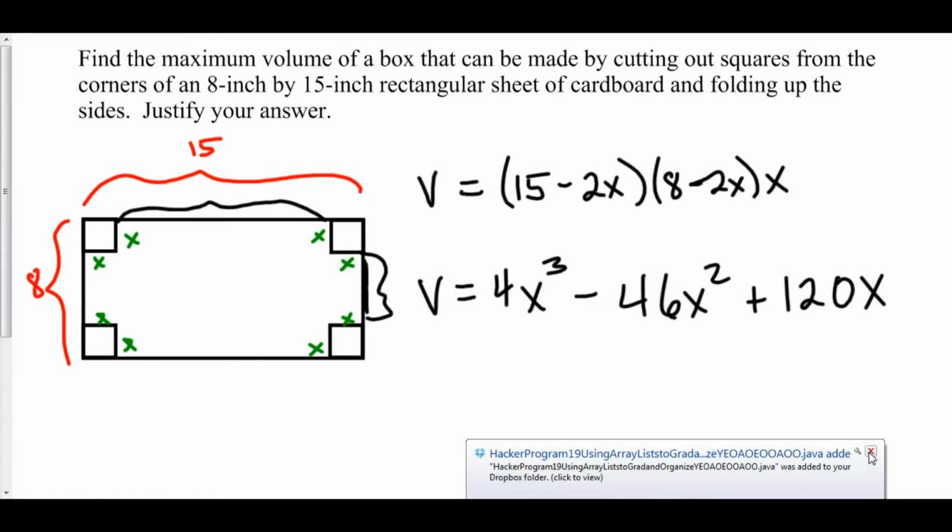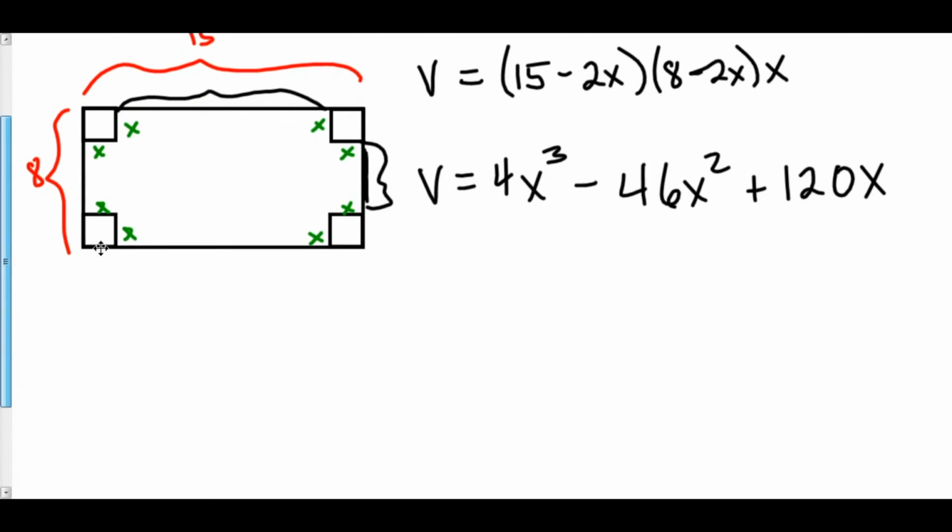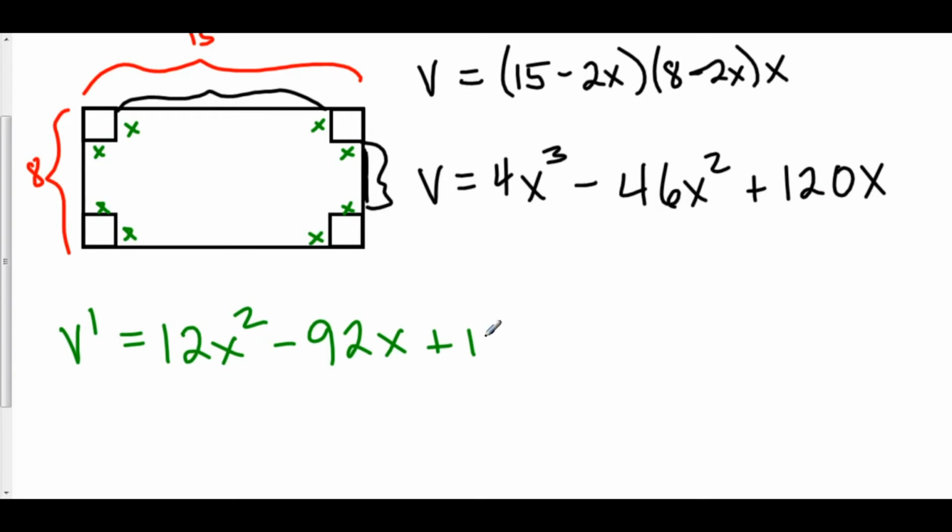Okay, well, let's take the derivative of V so that we can do our first derivative analysis. We want to maximize the volume. So let's see what value of x we have to cut out from the corners in order to create the maximum volume. To do that, let's take the derivative of V. V prime is equal to 12x squared minus 46 times 2 is 92x plus just 120. This always exists, so we will have no critical points where the derivative fails to exist.